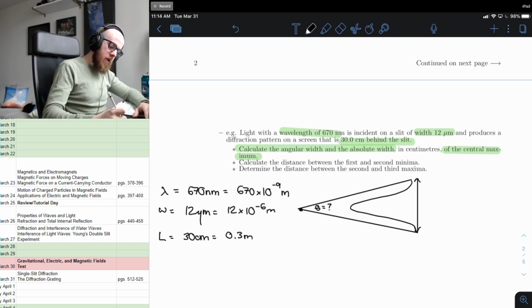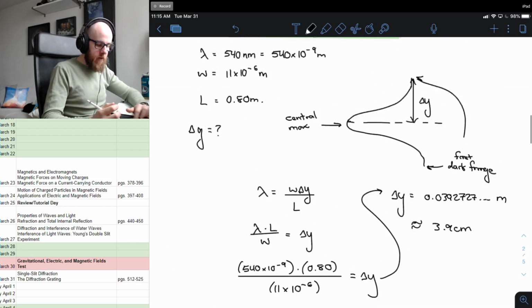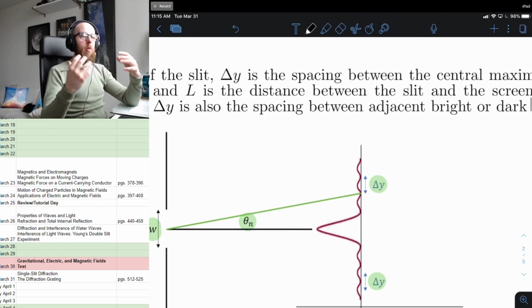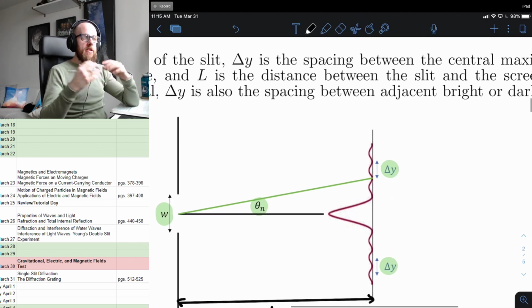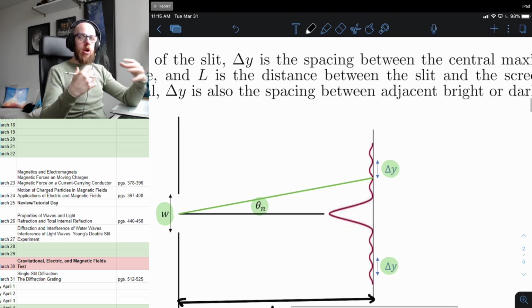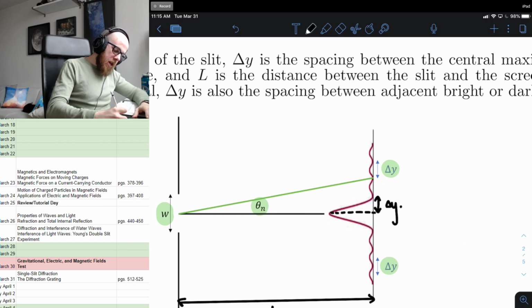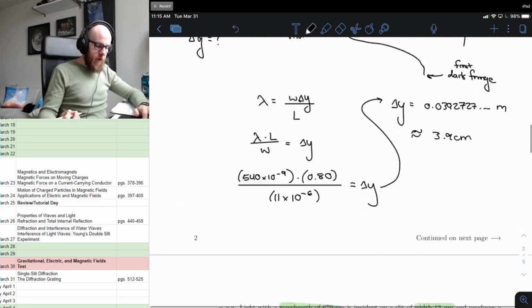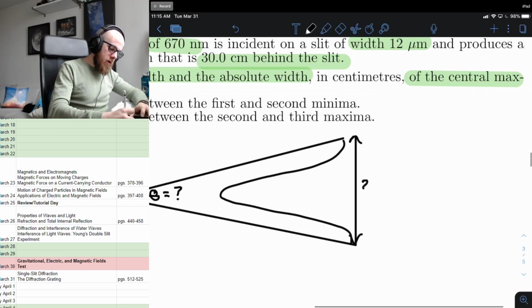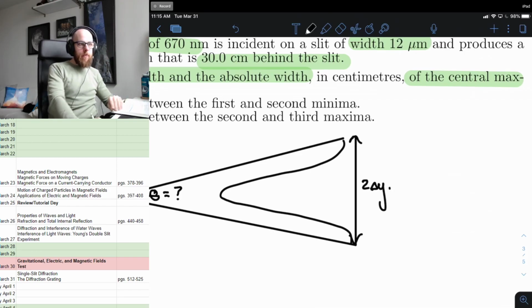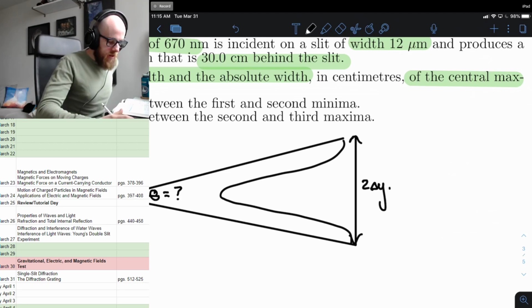Right? So now this value, again, going back up to the picture that I had up here, delta y describes the spacing between adjacent bright or dark fringes. Okay, delta y also describes half the width of the central max, which means that the entire width of the central maximum is equal to 2 delta y. So this will allow us to find the absolute width of the central maximum. So let's give this a go.